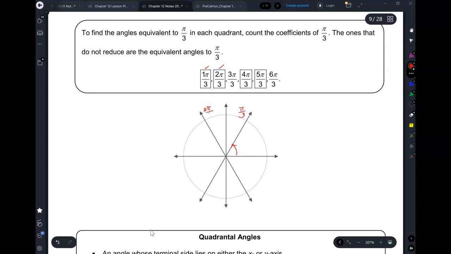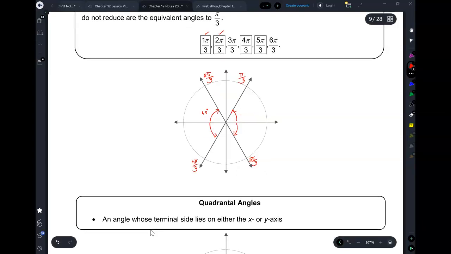3 pi over 3 doesn't work. 4 pi over 3 works. And then 5 pi over 3 is the next one. What's important is in trigonometry, everything is about the x-axis. Every single one of these is 60 degrees away from the x-axis, right? That's what you need to be careful of, all right?